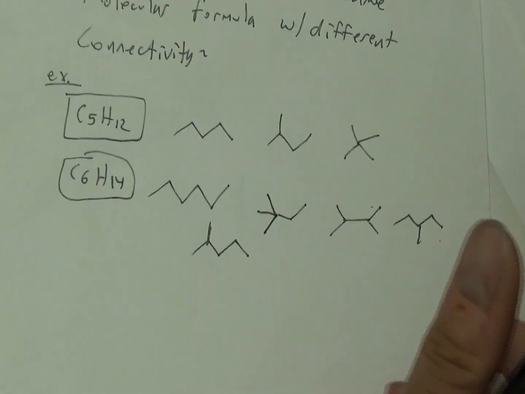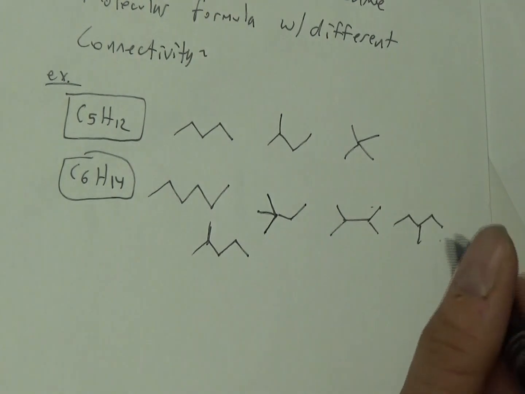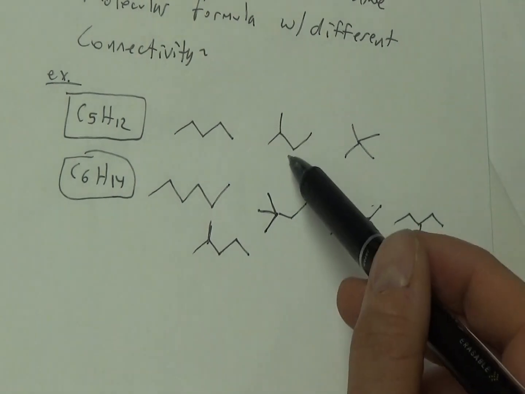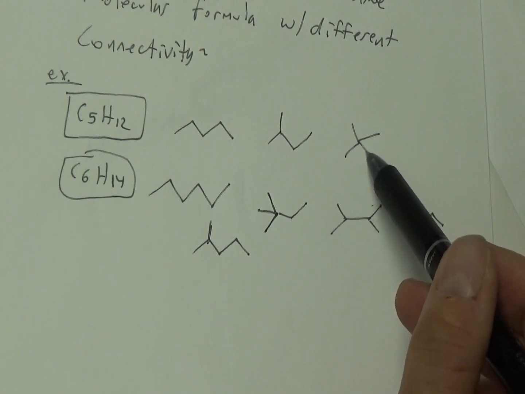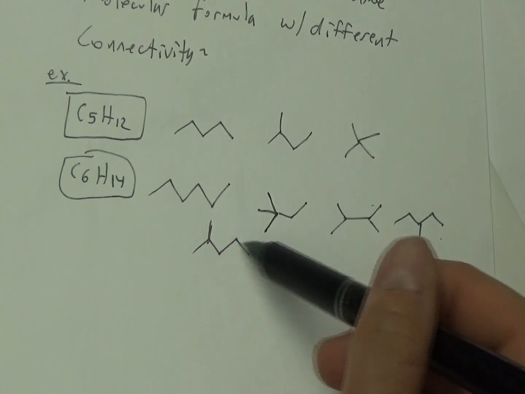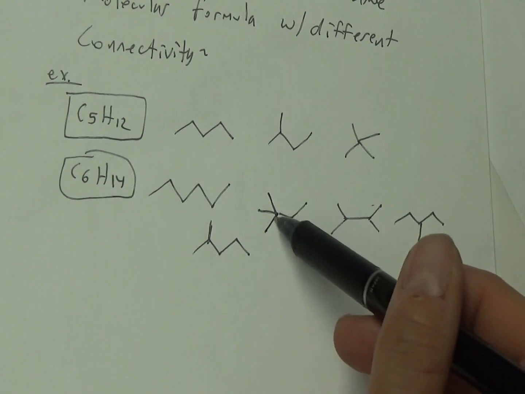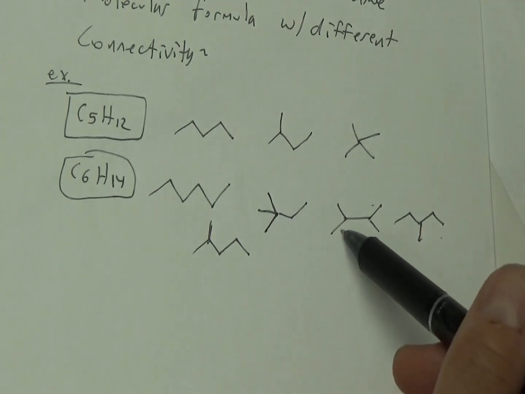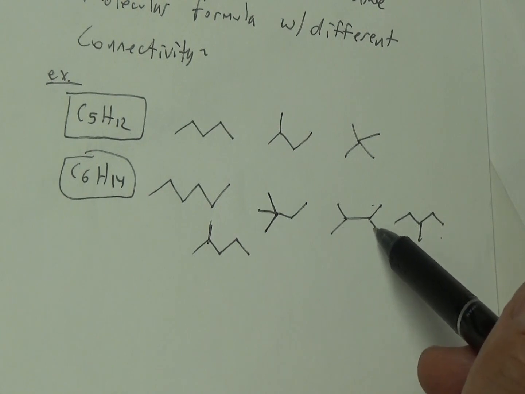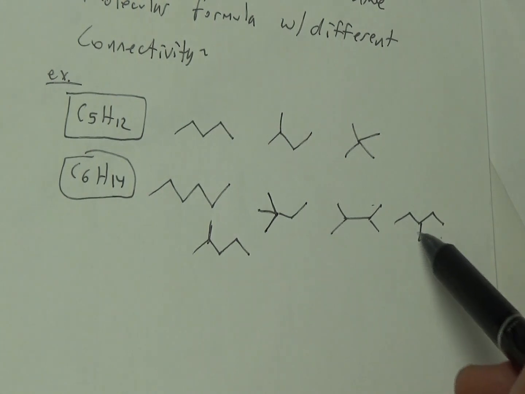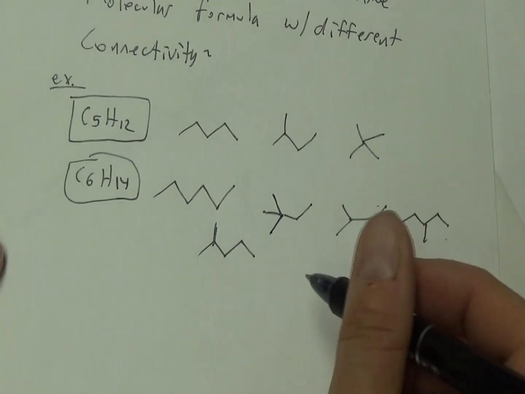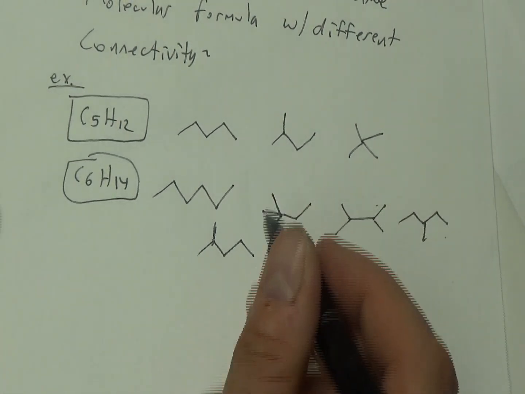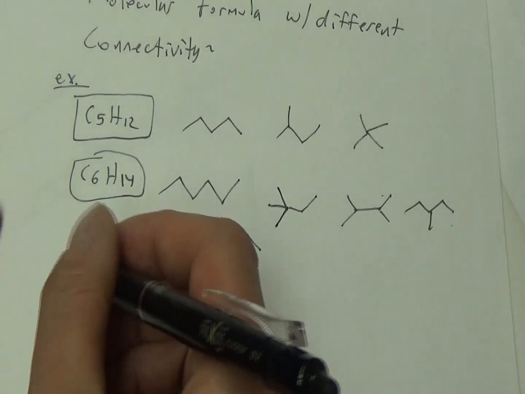Each of these, you should be able to name. These are all very simple naming, right? So 2-methyl butane, that's 2,2-dimethyl propane. This is 2,2-dimethyl butane, 2,3-dimethyl butane, 3-methyl pentane, 2-methyl pentane, etc. Right? Okay. So what happens if we do C5H10?